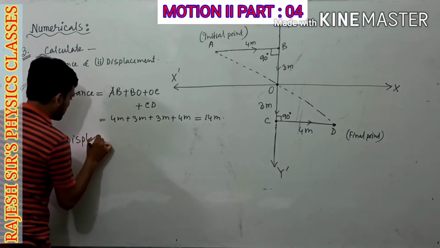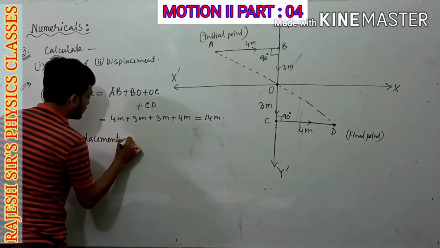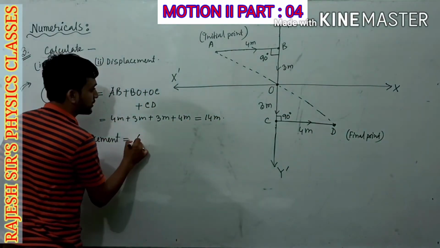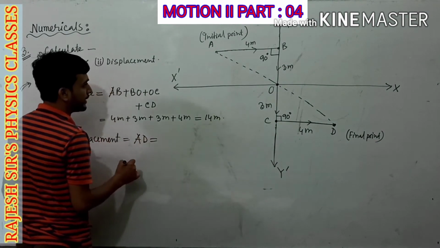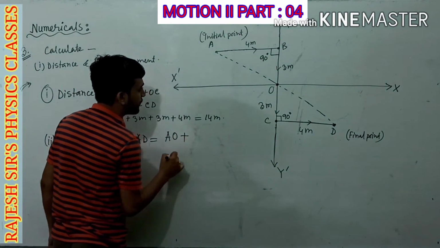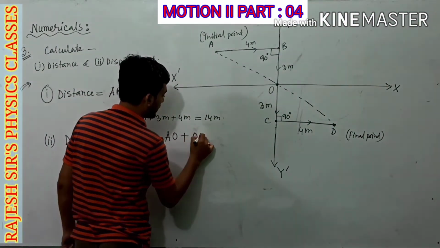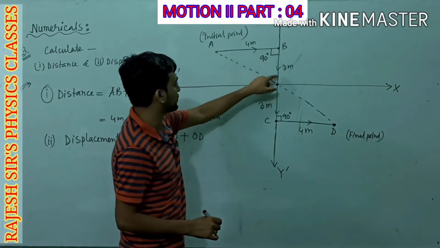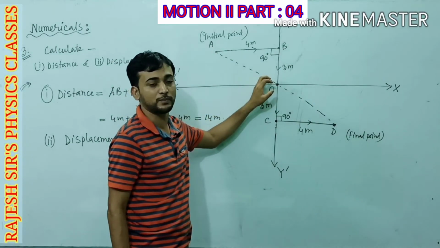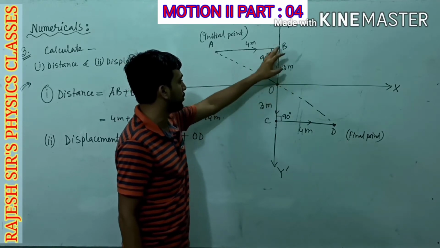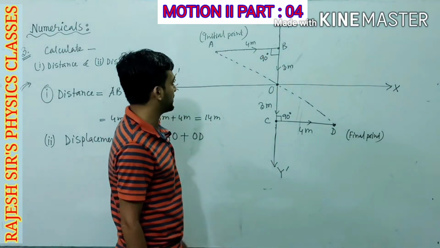Displacement is the length of the shortest path connecting the initial point and the final point. This is AD. AD can be calculated as the sum of AO plus OD. Now what is AO? If you look at this right angle triangle, AO is coming as the hypotenuse, AB is coming as perpendicular, BO is coming as base.